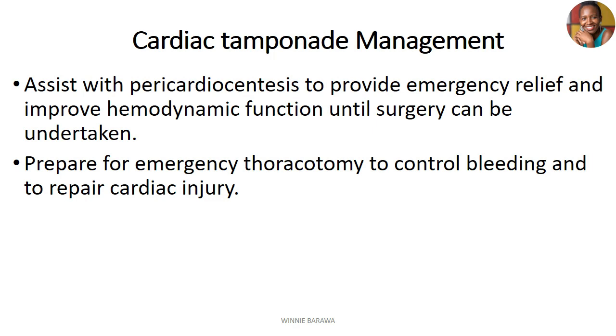So you can manage this by including pericardiocentesis, which is simply removing the fluid that is accumulating in the pericardial space by aspirating it out. Mostly this is done as an emergency relief procedure to improve the hemodynamic functions if you're yet to have surgery done. So you aspirate the fluids out and relieve the heart from excessive pressure due to the fluids. While you've done that, please prepare for further management, and that is through surgery, a procedure we call thoracotomy, to control bleeding and repair any further damage that could be happening to the heart.